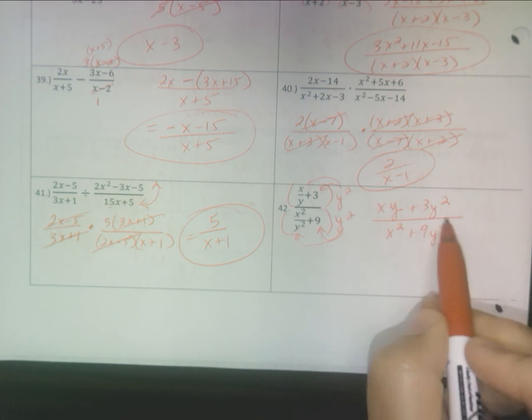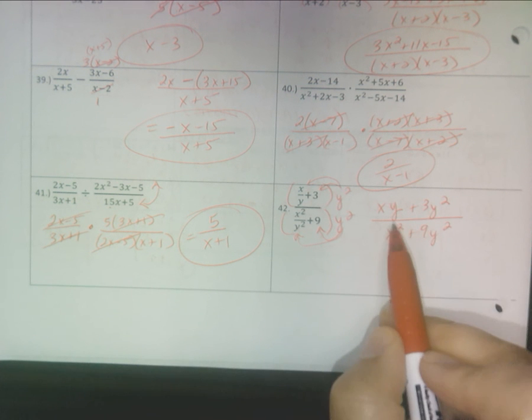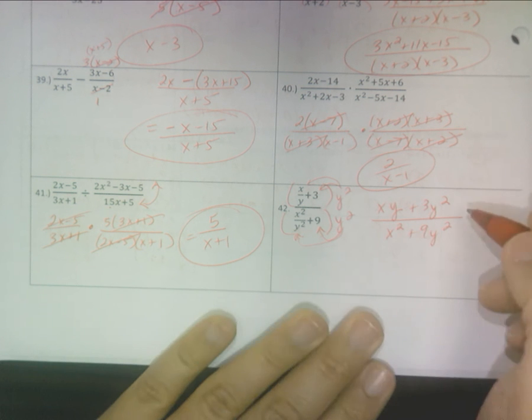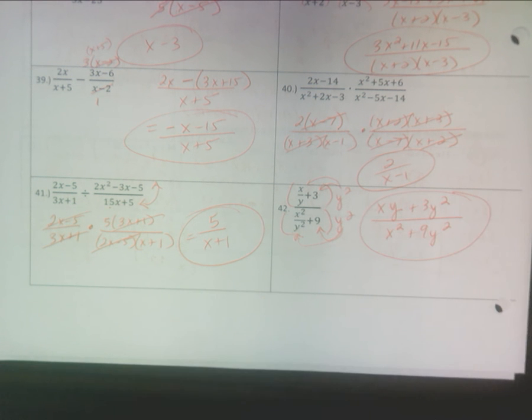Now, you can try to factor out something on top. The only thing that is factorable is a y, and that will not help you reduce this. So this actually, you can leave your final answer like that.